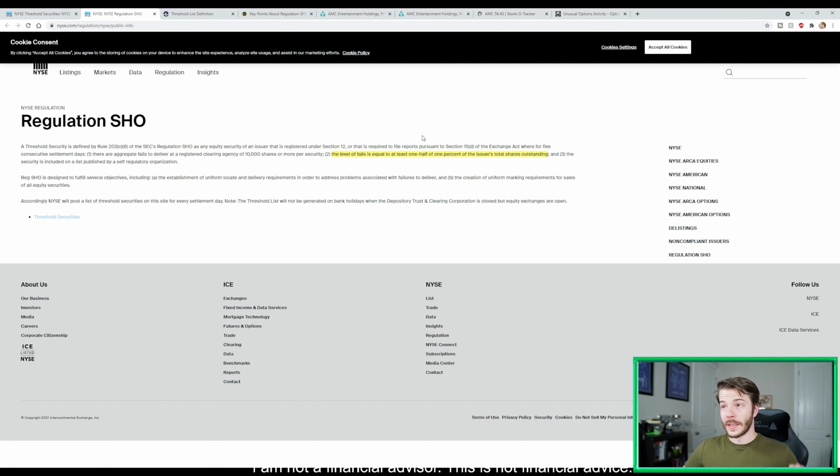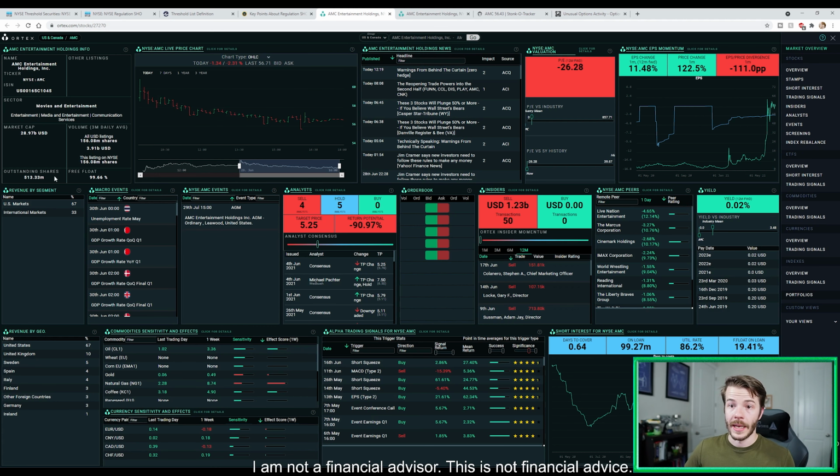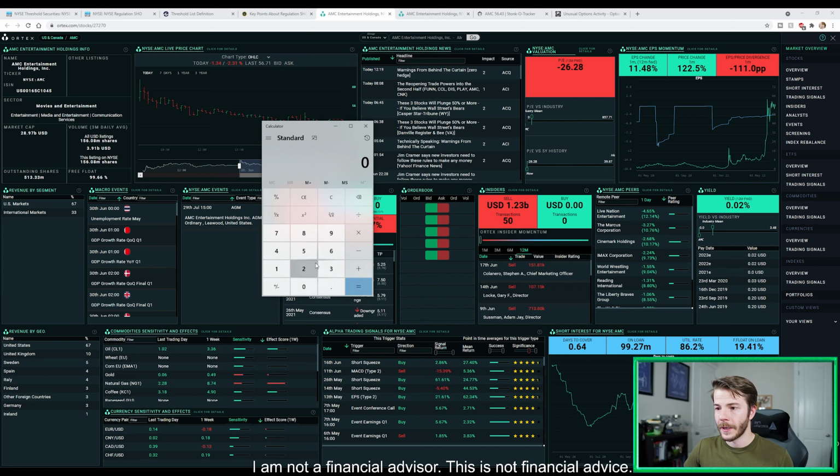Well, we can dive in here at Ortex and take a look at the outstanding share balance of AMC. So it's 513,330,000. We pull up our trusty calculator right here, 513,330,000. If we multiply that by 0.005, we're gonna get around 2.56 million FTDs.